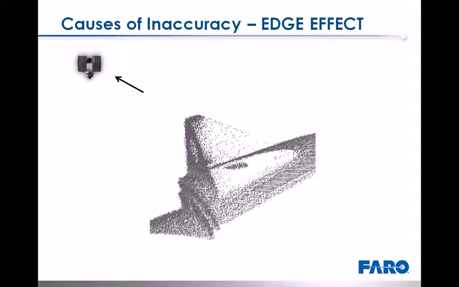Here's an example of what edge effect looks like pre-filtering. It's sometimes described as looking like snow blowing off a roof.